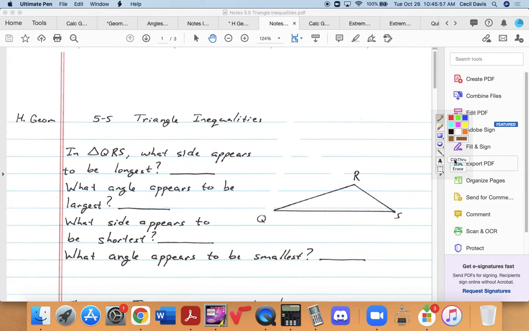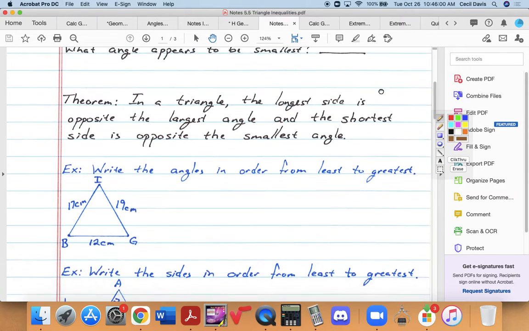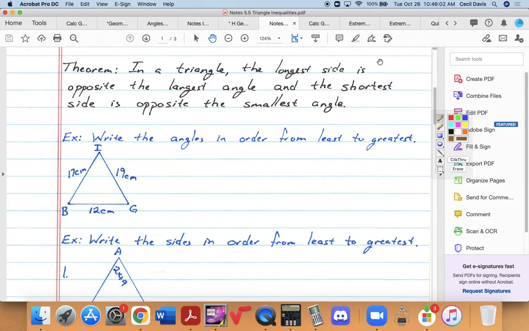So our theorem is, in a triangle, notice it says in a triangle. This does not work if you're looking at two triangles at the same time. You have to only look at one triangle at a time, and I'll point that out to you in a problem in just a moment. In a triangle, the longest side is opposite the largest angle, and the shortest side is opposite the smallest angle. Okay? All right, let's start with the insanely easy question.